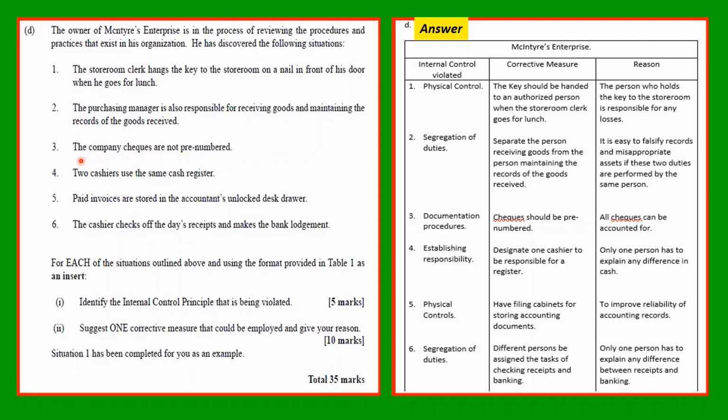Then you have the company checks are not pre-numbered. The internal control that is violated is the documentation procedures, right? The corrective measure is to have your checks pre-numbered. So the reason is so that you can account for all your checks, right? If your checks are numbered and they go in sequential order, you will know when one is missing, and if you have accounted for all. If you have no numbers on the checks, you cannot tell whether a check is missing.